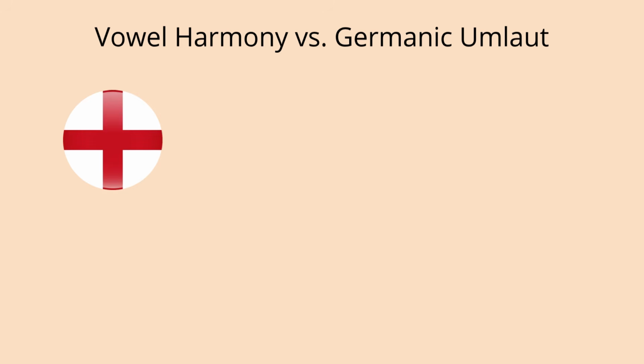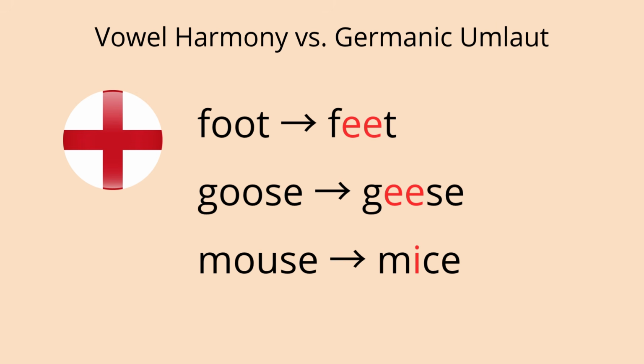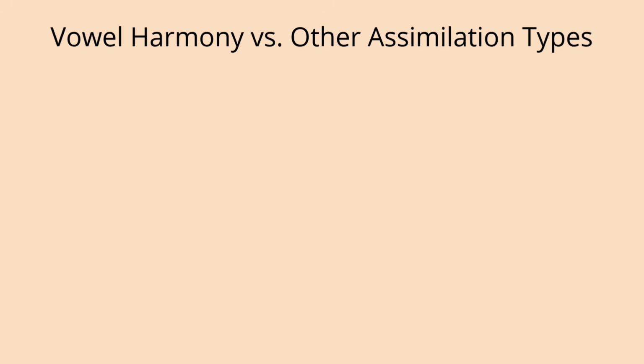For example, in English, which is a Germanic language, the plural of foot is feet, goose becomes geese, and mouse becomes mice. Here, the root vowel changes to mark the plural, even though there is no longer a triggering E in the plural suffix. This is the result of ancient harmony, but it's not an active harmony process like in Turkish. It can also be useful to compare vowel harmony with other types of assimilation.